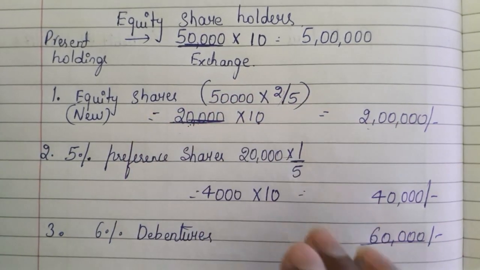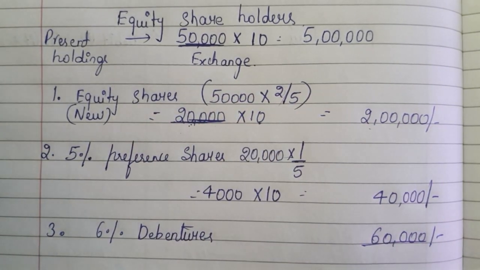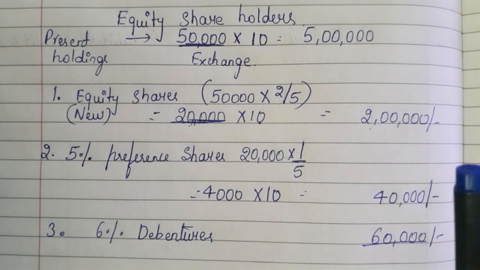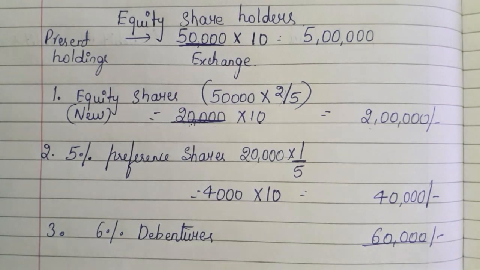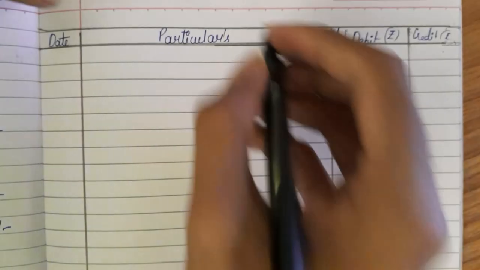Now what do we need to do? We need to prepare journal entries in the books of the company. Now let us see how to prepare the journal entries. Now this is the format.